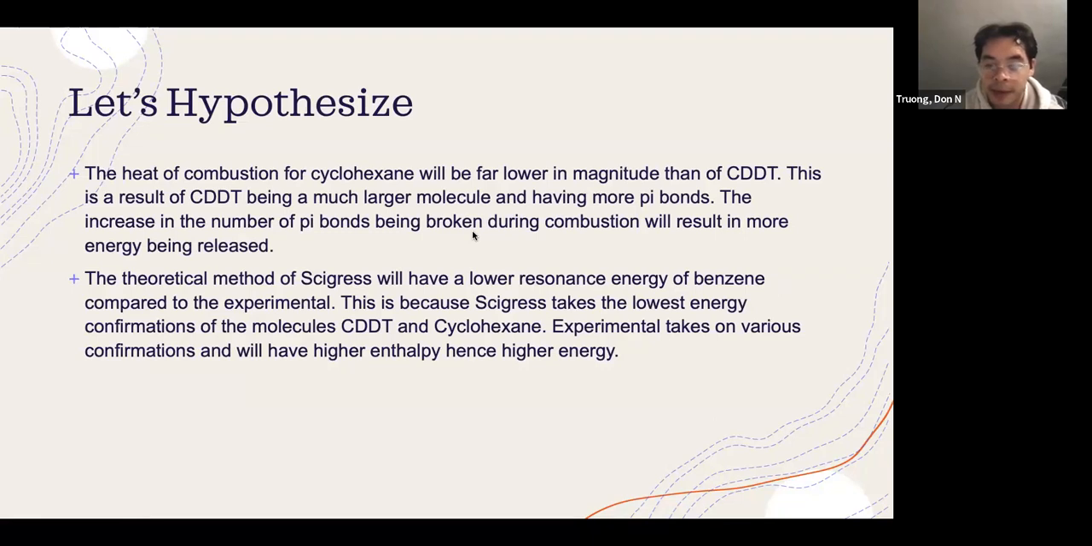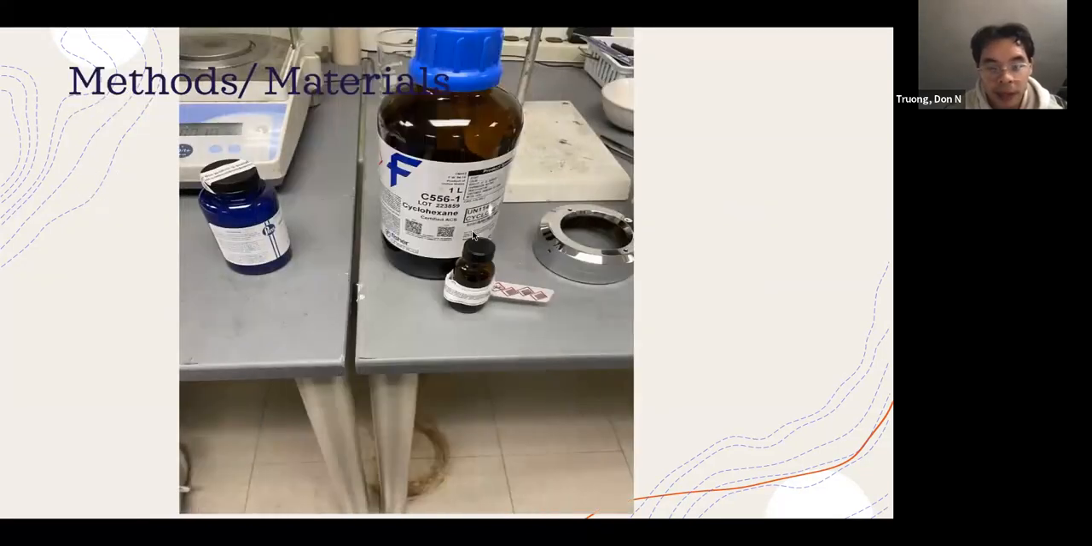And the second hypothesis is, when looking at the theoretical and experimental methods, that the methods of Cygress will actually generate a lower resonance energy. That's because it takes the lowest energy conformations of the molecules CDDT and cyclohexene, while the experimental takes on various conformations and they will have a higher enthalpy, hence higher energy. And so this picture here shows the materials that we're using.